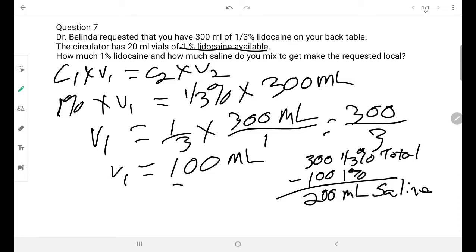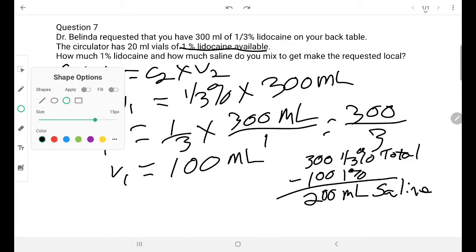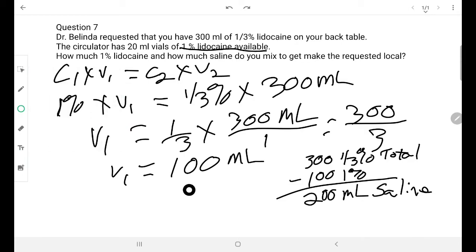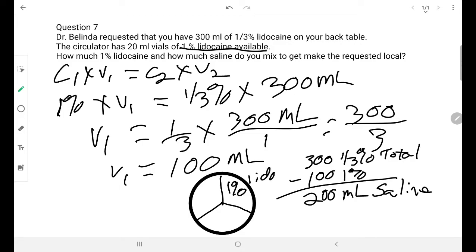And so visually, if we put the pie chart into thirds, I could probably do that much better. Let's try this. All right, that makes a nice circle. And we're going to put that into thirds. All right, then our 1% lidocaine is going to be 1/3 of that, and that's going to be 100 milliliters. The total for this is 300 milliliters for the whole circle. And so then that's our 200 milliliters.